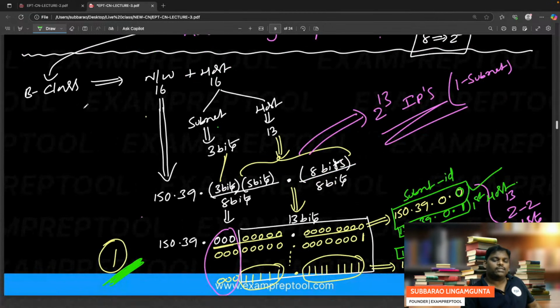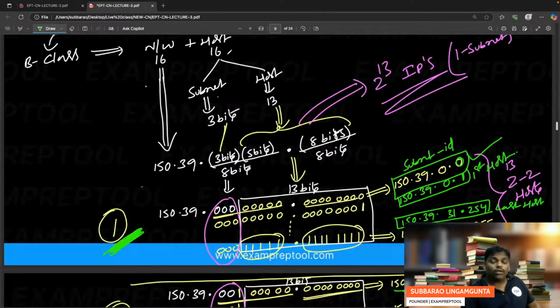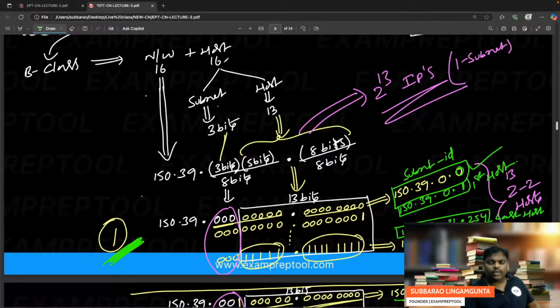This IP is B class. B class means 16 plus 16. But I want 8 subnets. 8 can be written as 2 cube, so 3 bits are required for the subnet. Why 3? 2 cube, 8 subnets required. So out of 16, remove 3, which is going to be 13 bits for host. So with the 13 bits, 2 power 13 IPs are possible for one subnet.